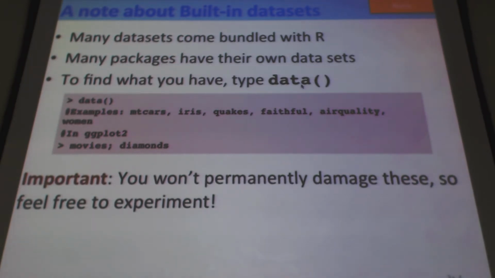Very common examples, if you start looking at R code anywhere, if you go to GitHub or you get a book on R, people will talk about mtcars, iris, I-R-I-S, quakes, faithful, and airquality. Women is also a data set.